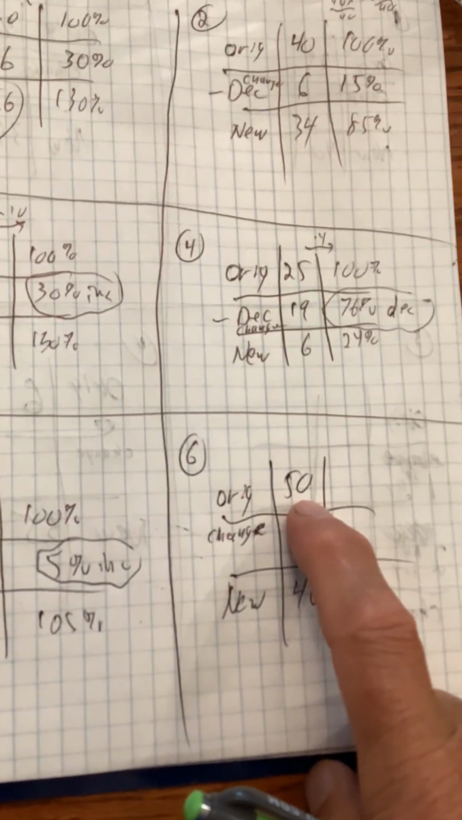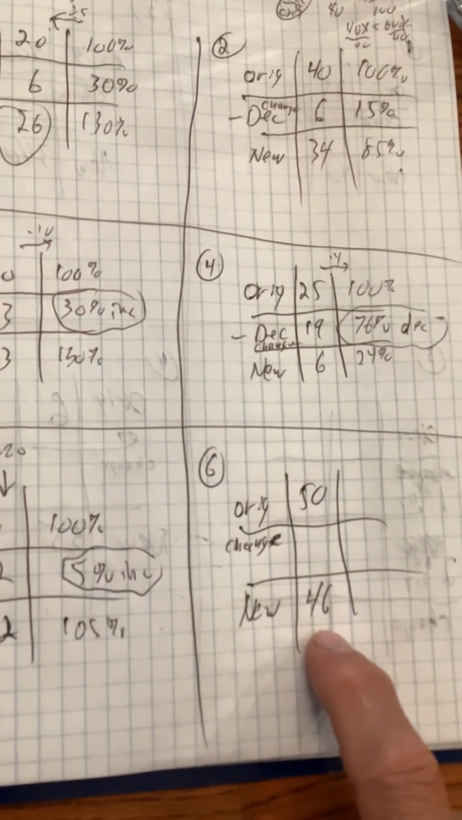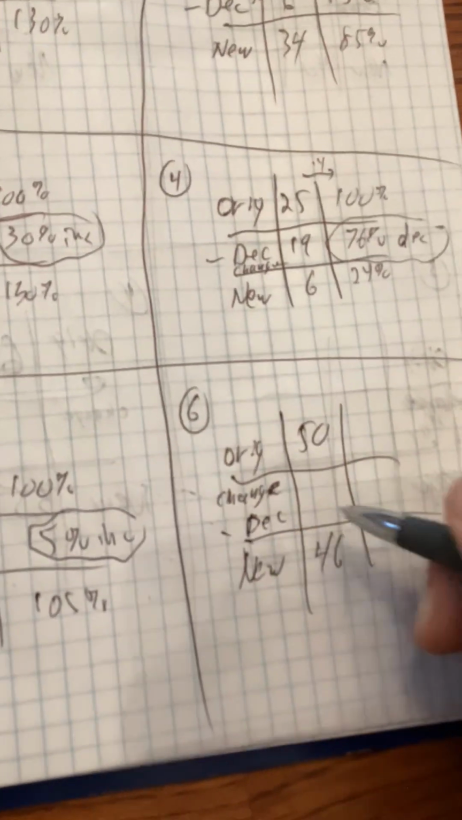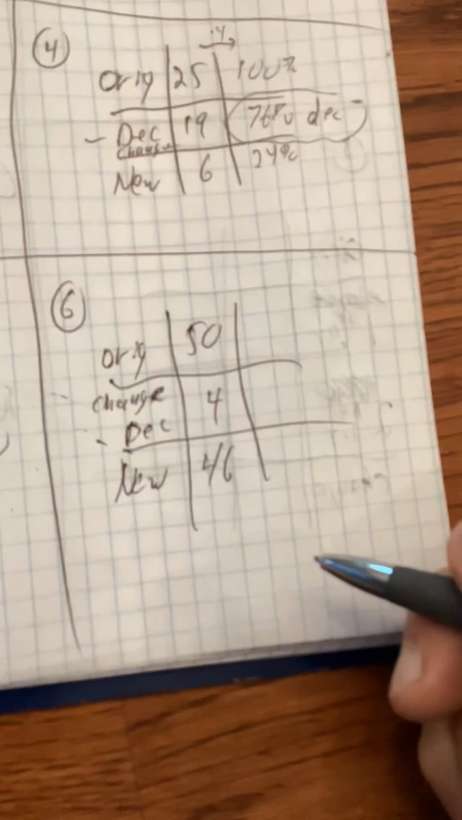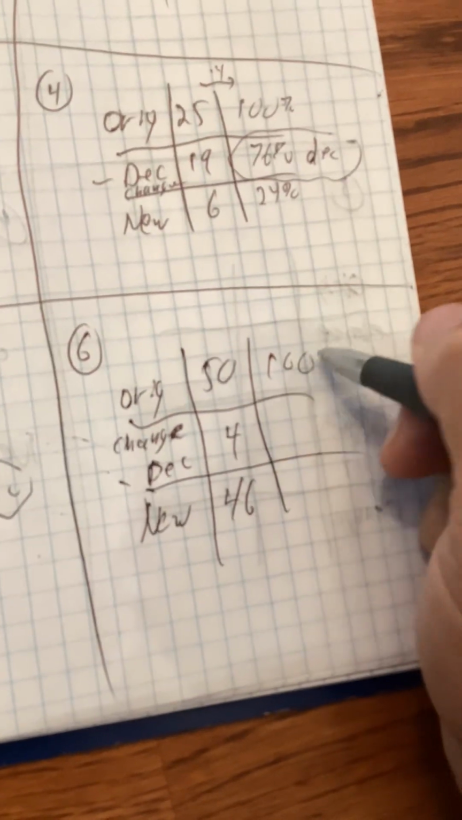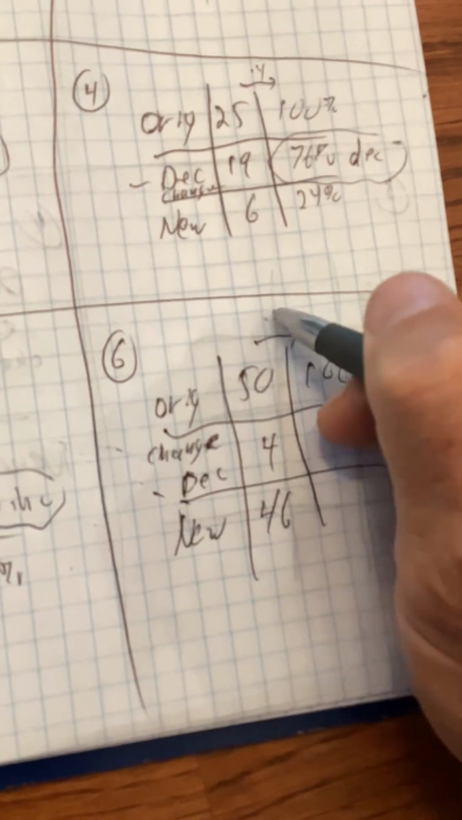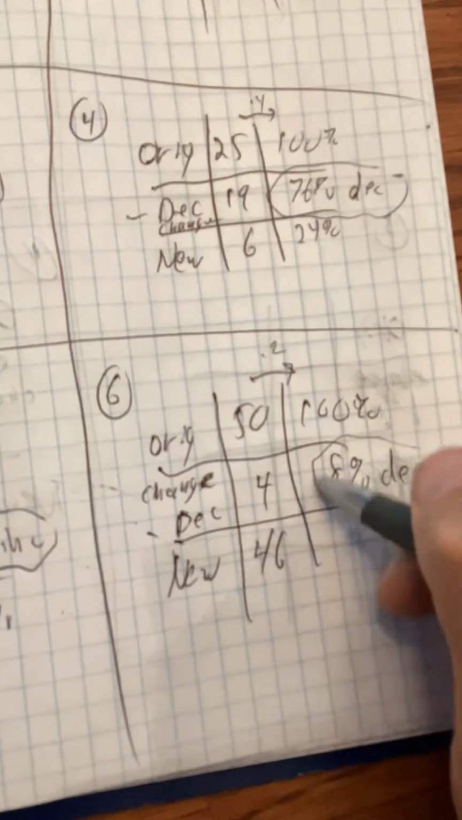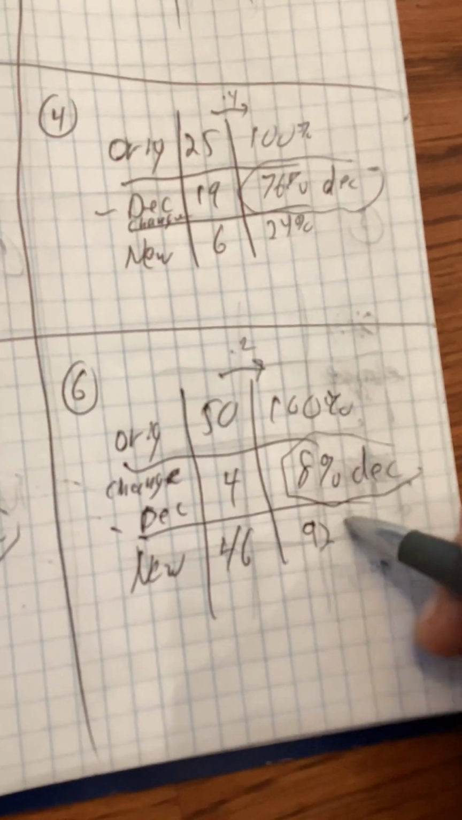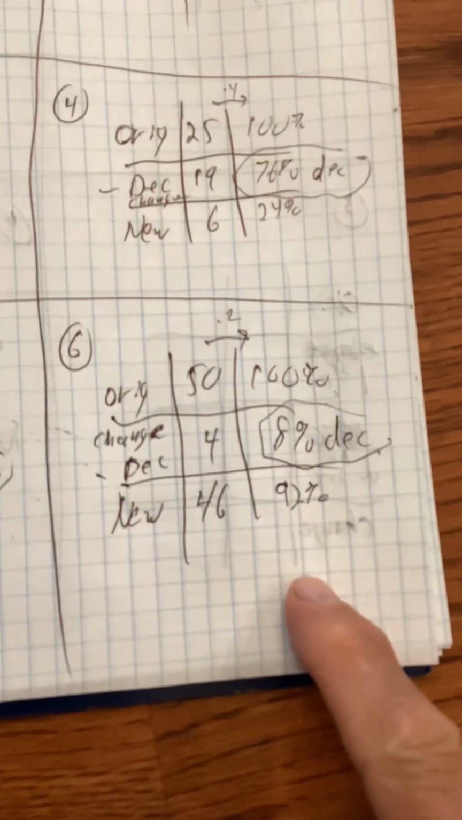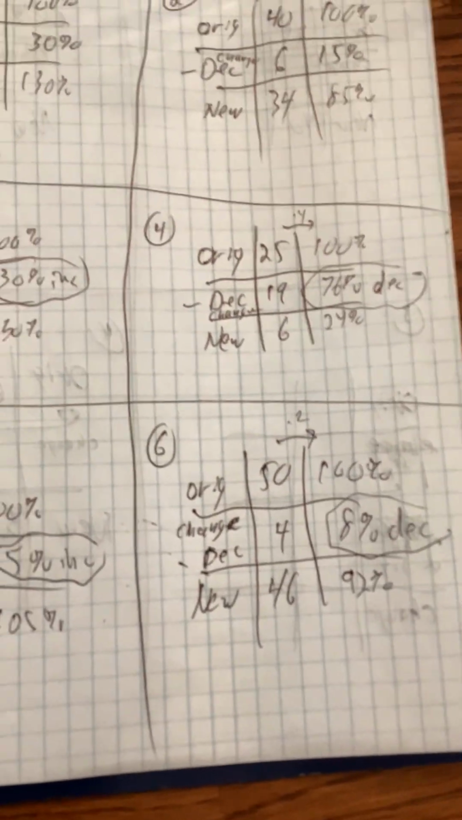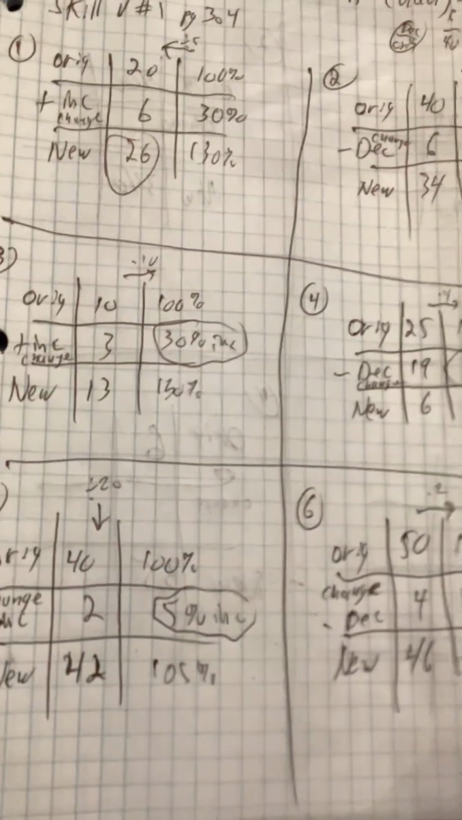Number 6, the original was 50 and the new is 46, so your change is a decrease. So you're subtracting, looks like you subtracted 4, right? Well, how friendly when you do it this way. That's just times 2. So that's an 8% decrease. And this would be 92% of the original. If you multiply that by 0.92, you get this. So, anyways, I think that's kind of a friendly way of doing it.